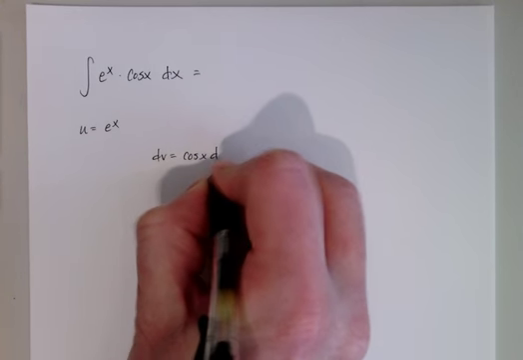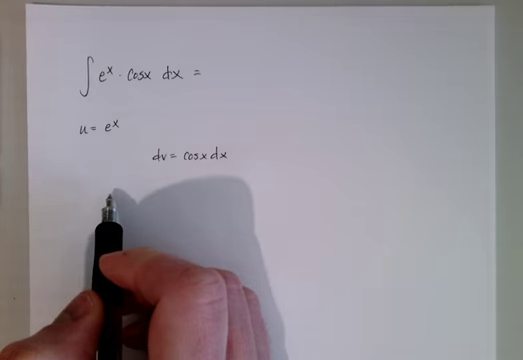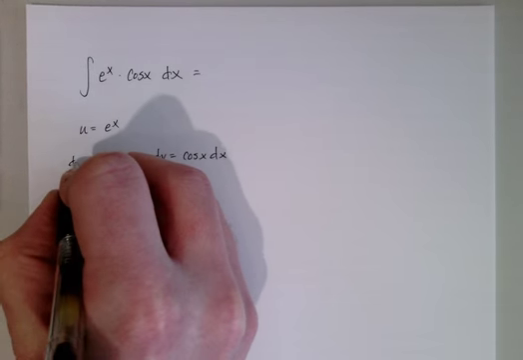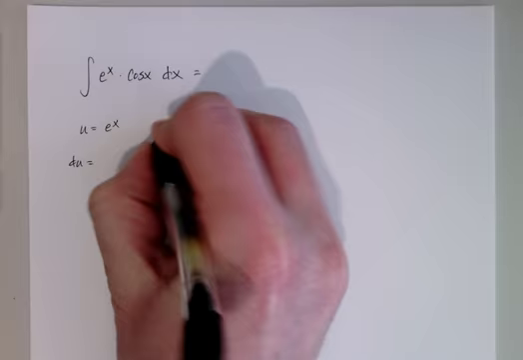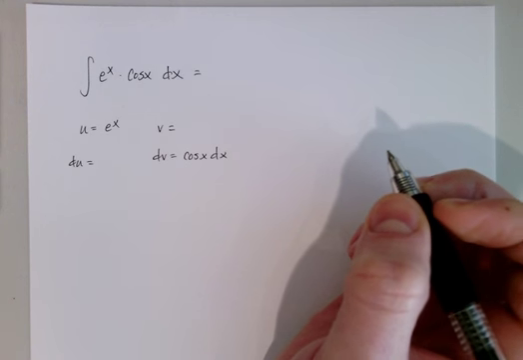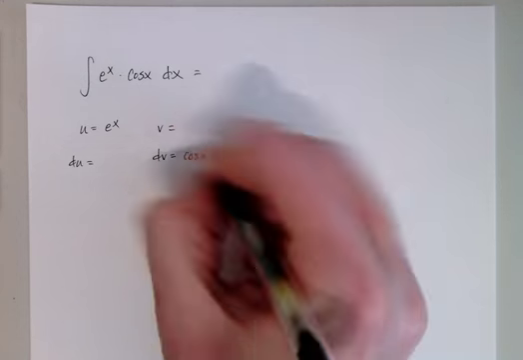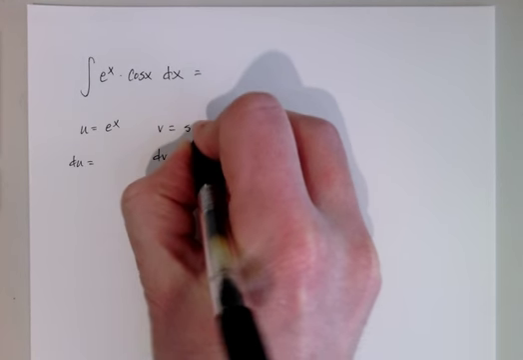And it doesn't really matter which one you do, the only reason I'm designating dv as cosine is I like to stave off the negatives for as long as possible, and I know that if I differentiate cosine, I get a negative in that very first term, whereas if I anti-differentiate it, it goes to positive sine x rather easily.